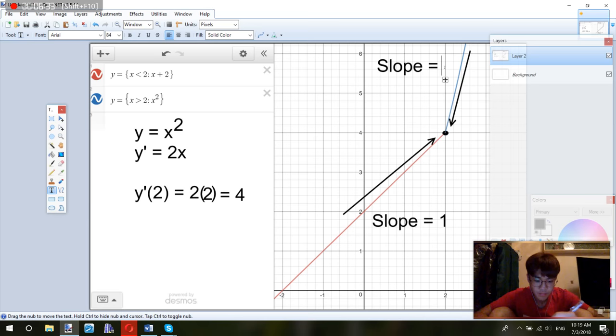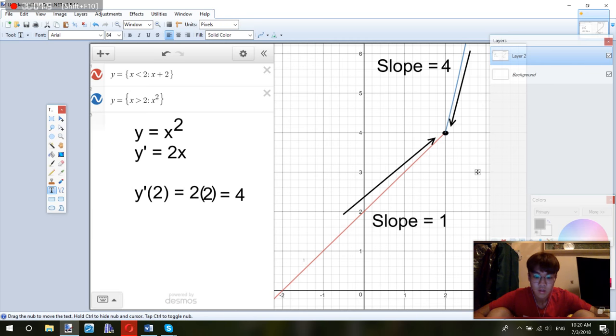Okay, so our slope is 4. So from the left, if I get really, really close to x equals 2, my slope is getting closer and closer to 1. But from the right, my slope is getting closer and closer to 4. So because my slopes are not equal, we are not differentiable at the point x equals 2. In order to be differentiable at this point, my slope has to be approaching the same value from the left and from the right. So the slope has to be the same? Right.